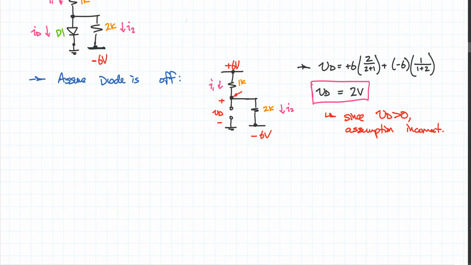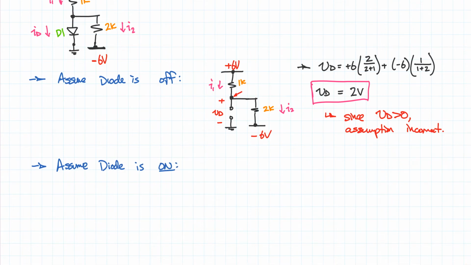Now I can go to the other state, because I know that if it's not this one, it has to be the other one. And I know that the other one has to be correct unless I make a mistake somewhere in the calculation, which is a completely different story. And now if I assume that it's on, then I can replace that diode with a short circuit, like so. And then I can resolve the entire circuit, which is still a relatively simple circuit.